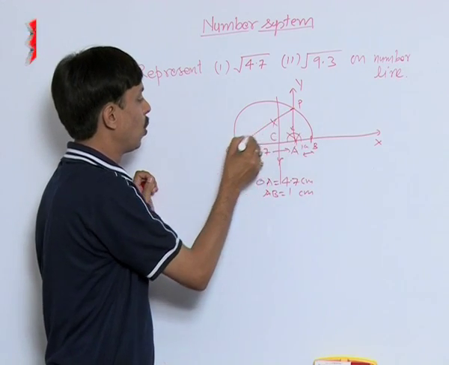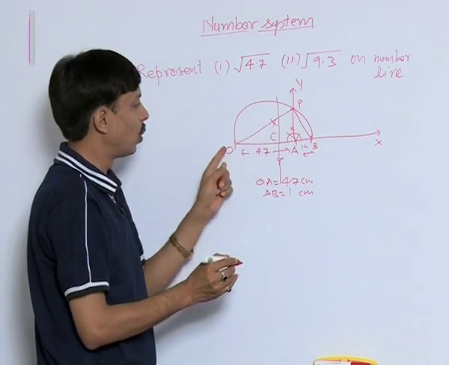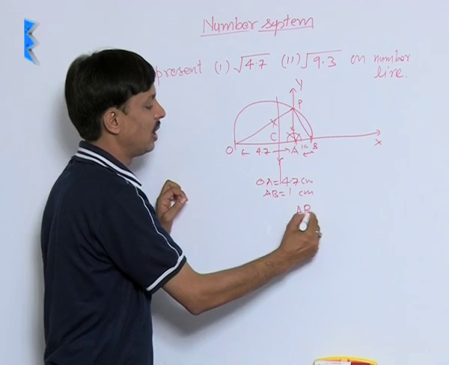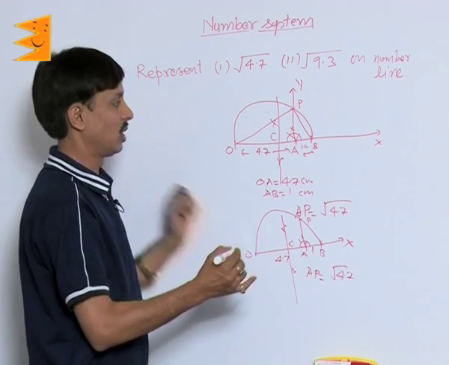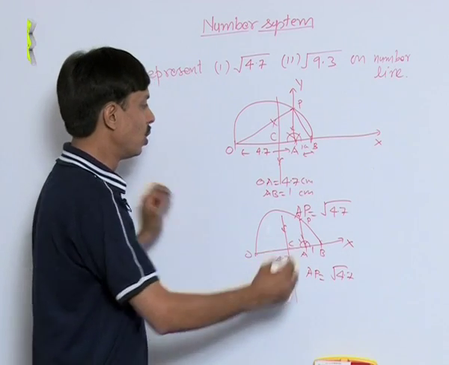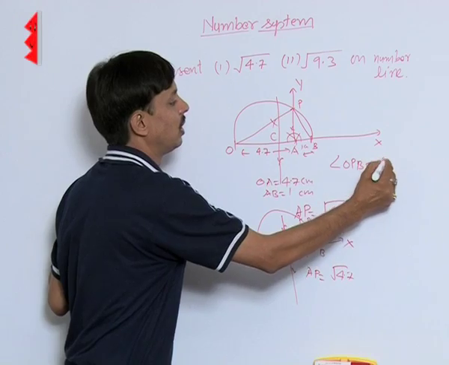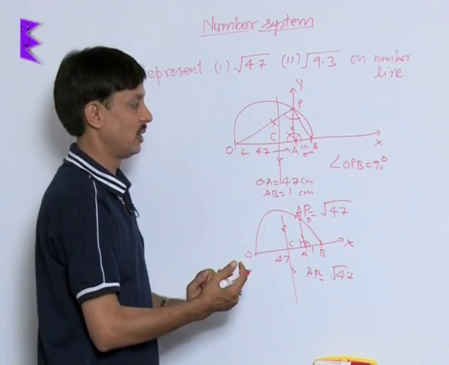Join P to O and P to B. This length AP is equal to root of 4.7. Now the question comes, why? You know angle OPB is 90 degrees because the angle in a semicircle is always 90 degrees.